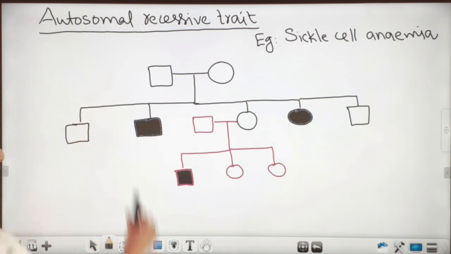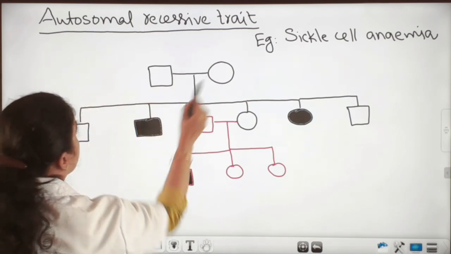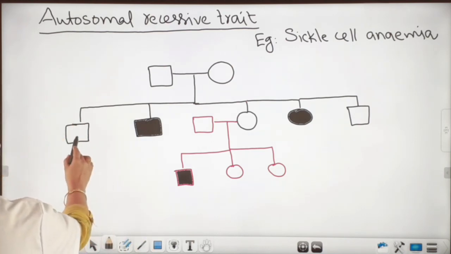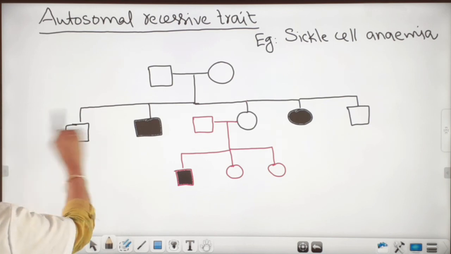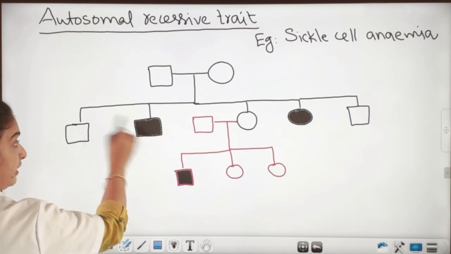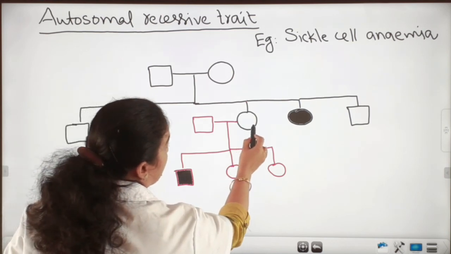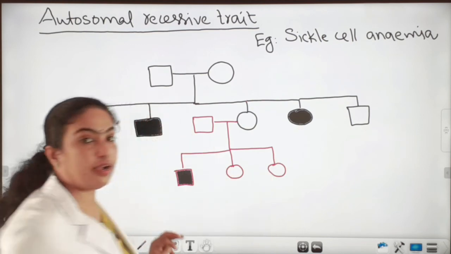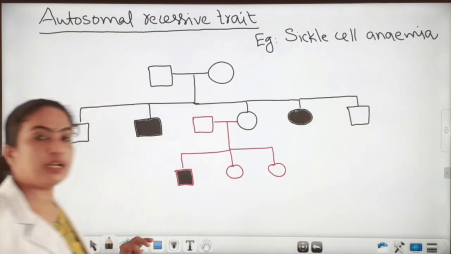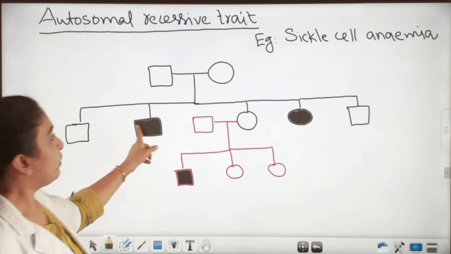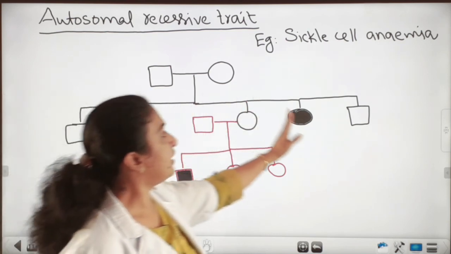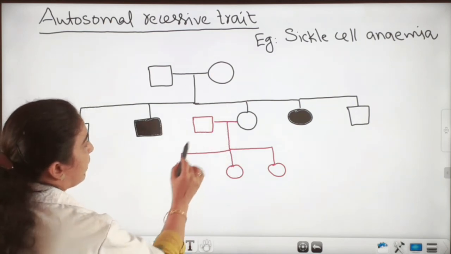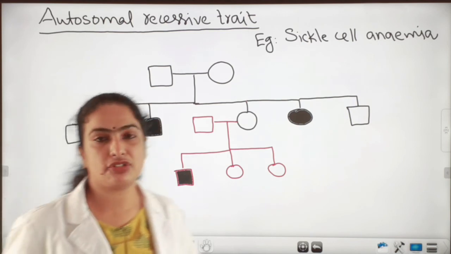Here, a normal male and female got married. Then they are having 5 children. So one male unaffected, one son affected, and one daughter unaffected, but one daughter affected, and one son unaffected. So out of these 5 children, one son and one daughter are suffering from sickle cell anemia, and that means this is a recessive trait.